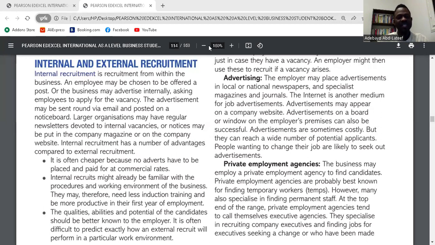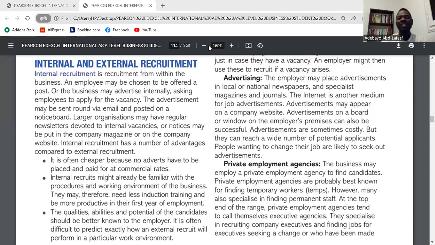Internal and external recruitment. Internal recruitment is recruitment from within the business. An employee may be chosen to be offered a post, or the business may advertise internally, asking employees to apply for the vacancy. The advertisement may be sent around via email and posted on a notice board, like a memo. Large organizations may have regular newsletters devoted to internal vacancies, or notices may be put in the company magazines or on the company website. Internal recruitment has a number of advantages compared to external recruitment. We call it internal recruitment because it's within, that means the business is employing workers from within the business.